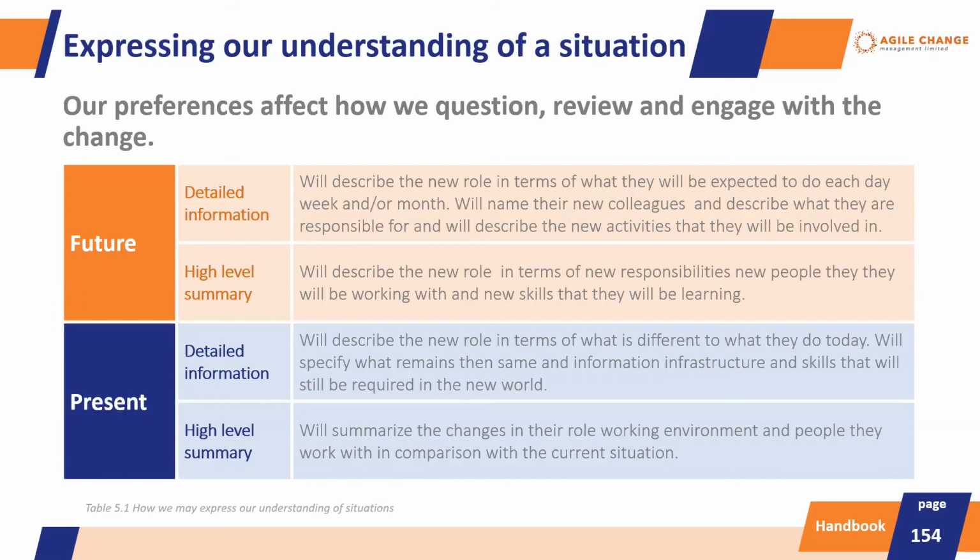Equally, of course, you want to be considering how others might see the world. Have a look at emails from some of your key stakeholders and see how they're requesting information. See if you can get some insight. At the end of the day, it's probably very hard for you to work out what others' preferences are. So the basic rule is make sure that you're putting across information so that people can question, review, and engage with the change in a way that meets their preferences. So you have to provide detailed and high-level summary. You have to provide it from the future and the present perspective.